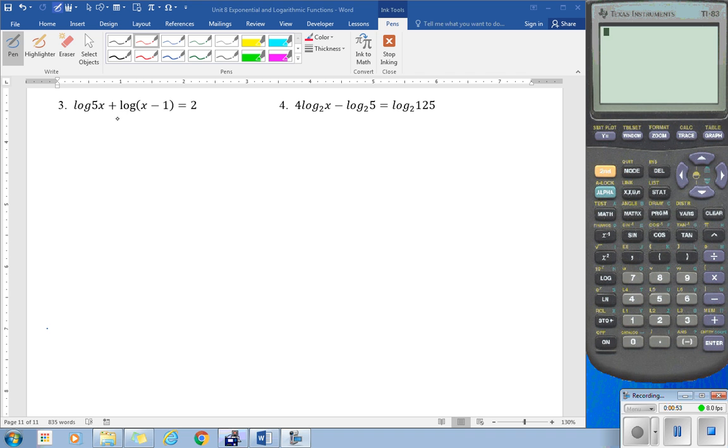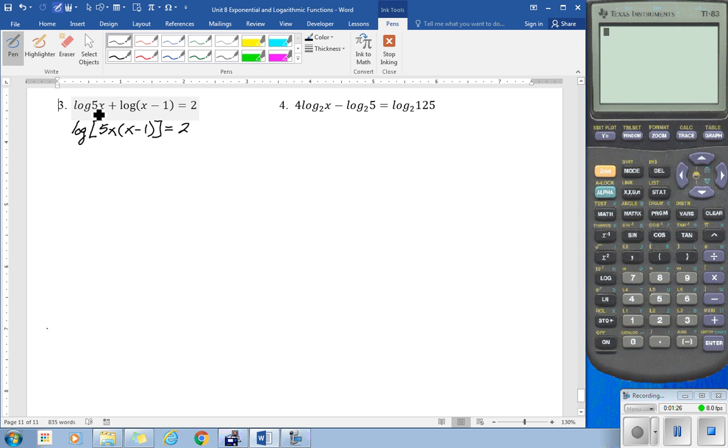We know when we have addition between our logarithms, we can condense that with a product. So we'd end up having log of 5x times x minus 1 is now equal to 2. That's the product property of logarithms. We have the quotient property, the power property, all those other properties as well. But now we can recognize that we have a product in here, and we can rewrite this in exponential form, and that should get rid of the logarithm.